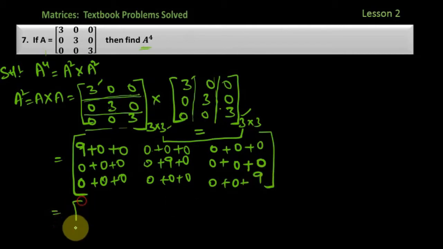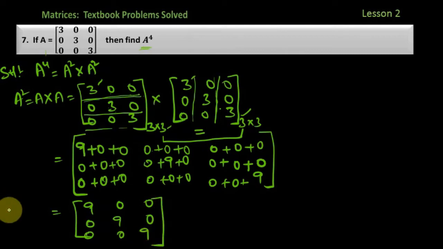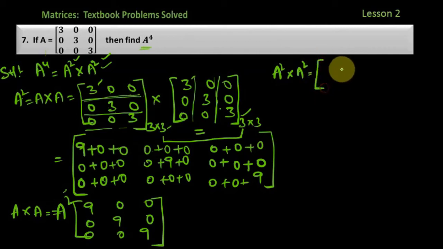So what is the answer of A cross A? A into A is 9, 0, 0, 0, 9, 0, 0, 0, 9. So this is the answer of A into A, that is equal to A square, right? Okay, now I got the value of A square. This A square I should multiply again with the same A square, right? Then I will get A power 4. So now I will multiply this A square with the same A square. Okay, so what is the A square value I got here?